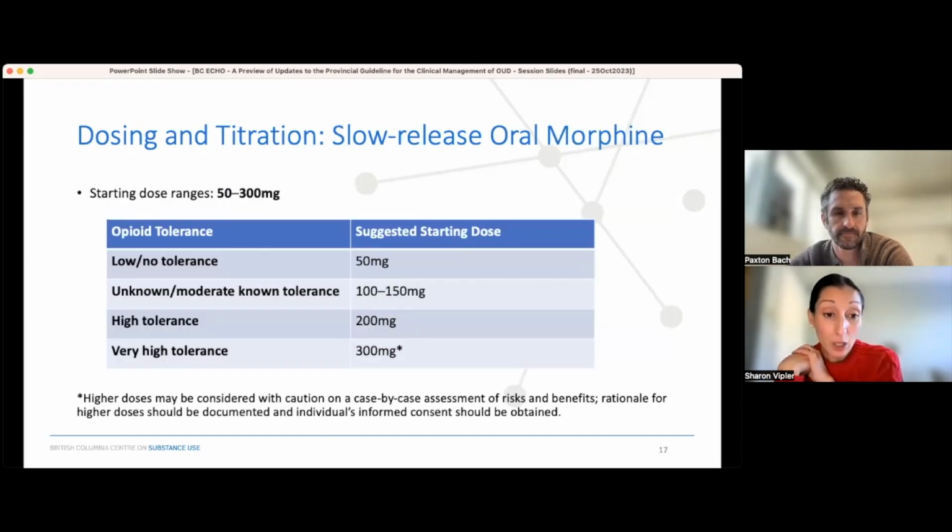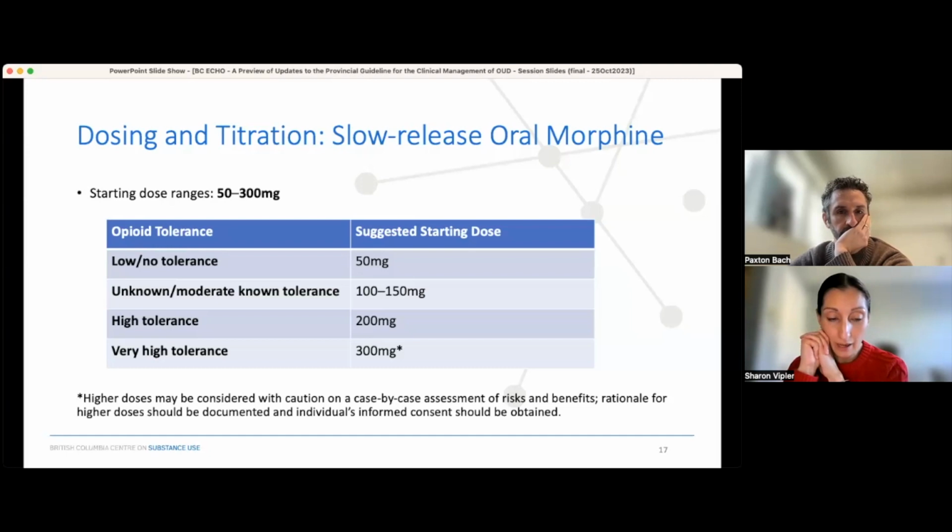So the new guidance also allows higher slow release oral morphine starting doses for patients with higher opioid tolerance, with a starting dose range of anywhere from 50 to 300 milligrams. I think it's very rare, frankly, for us to be using the 50 to 100, but there are cases in which that would be more appropriate. I think for most of us, the starting dose has probably been around 200. And I know that a number of addiction medicine providers have been initiating people at 300 milligrams, and these guidelines now reflect that ability or support that ability to do so.